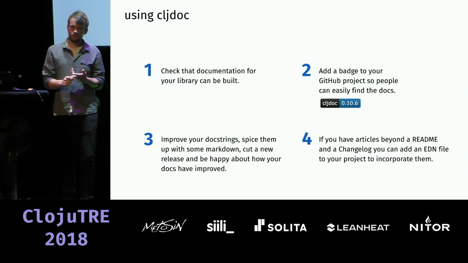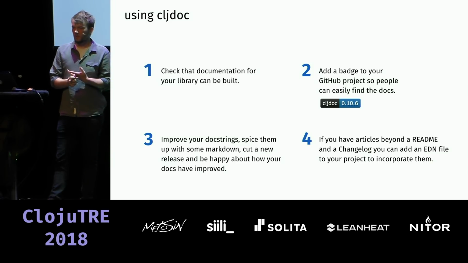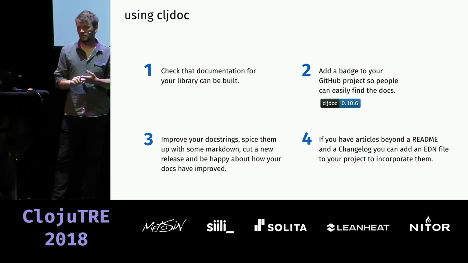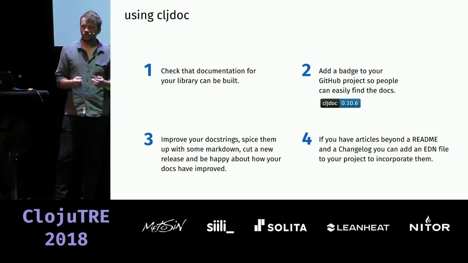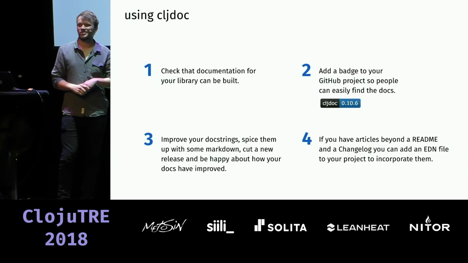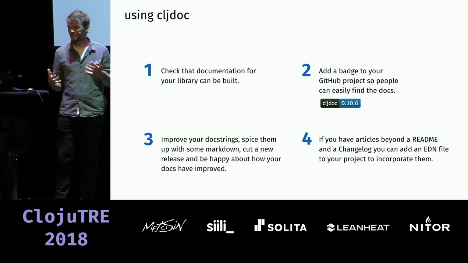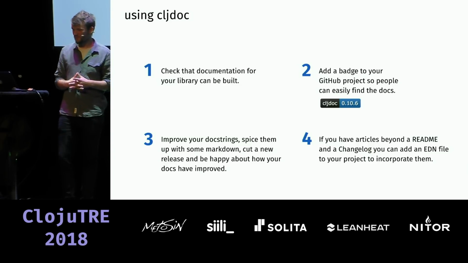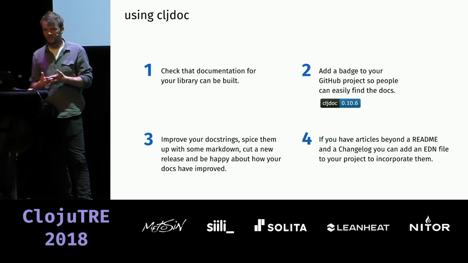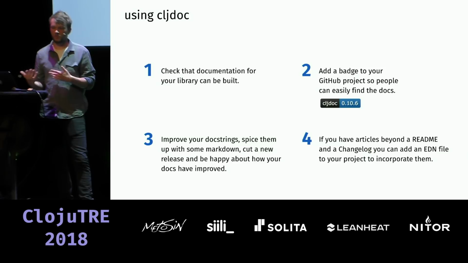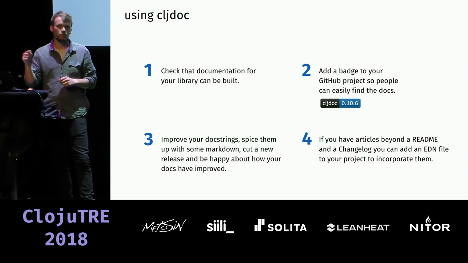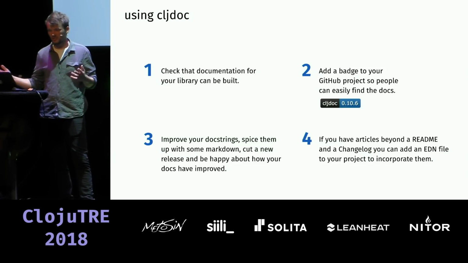Add a badge to your README, so people can find the documentation. The badge will always point to the latest release, and after that, you're off to going through all your sources and improving your doc strings. If you then publish a release, you can look at the fruits of your work. If you have any articles or tutorials beyond a README or a changelog, which are integrated automatically, you can incorporate that using a small configuration file or by just putting them in the doc folder. There's a bunch of documentation on all that.